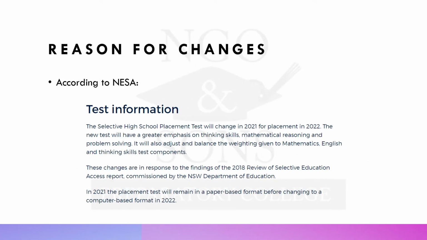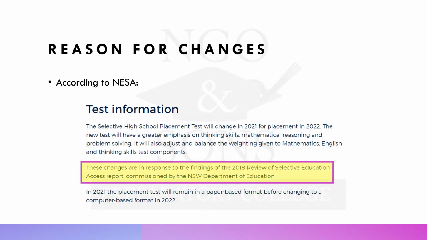Many of you may be wondering why these changes were implemented. Well, in 2018, the New South Wales Department of Education commissioned a review of the selective exams to identify the key issues in these exams. From this research, they managed to narrow it down into 3 key issues, which can further be broken down into 13 action points.